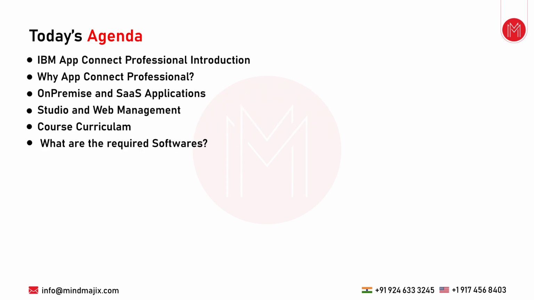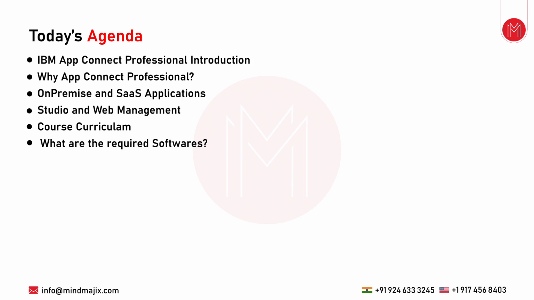Today's agenda: we are going to discuss the introduction of the IBM App Connect Professional. One thing I want to mention here is that IBM Cast Iron and IBM App Connect Professional are both the same. No need to confuse here. The name got changed recently from IBM Cast Iron to IBM App Connect Professional. From version 7 onwards, they are calling it IBM App Connect Professional. So in this session, if I say Cast Iron or App Connect Professional, it means both are the same.